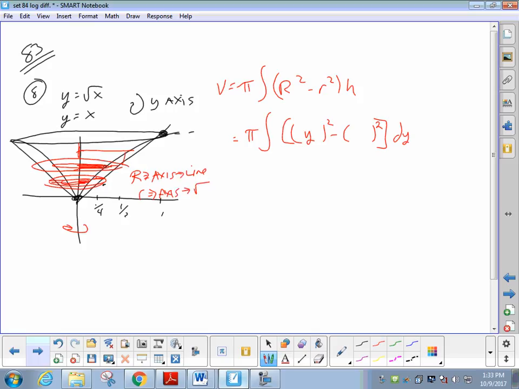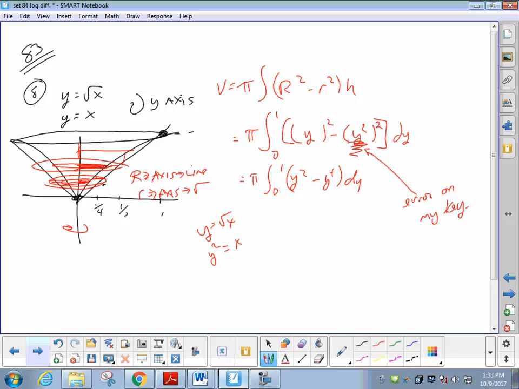But in y terms. So is this one where I had an error on my key? That might be why you're asking about this. I think I had square root of y here. Is that what should be there? No, what should it be? If y equals the square root of x, then what is this in terms of y? Should be y squared here. That was an error on my key. It should be y squared, then, not square root of y. I don't know what I was thinking. Limits are from 0 to 1. That should then go fine. Y squared minus y to the 4th, then antiderivatives. I apologize for this.